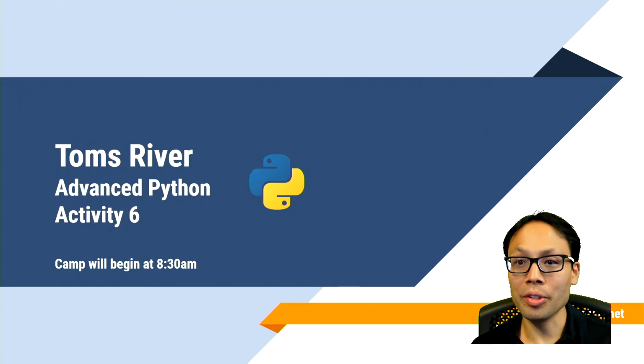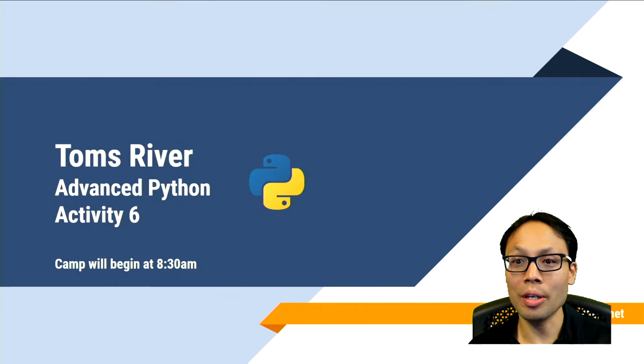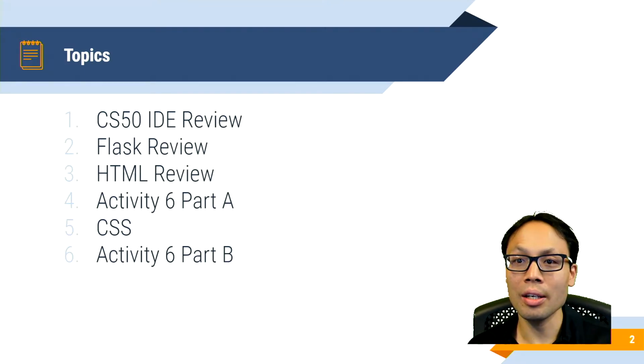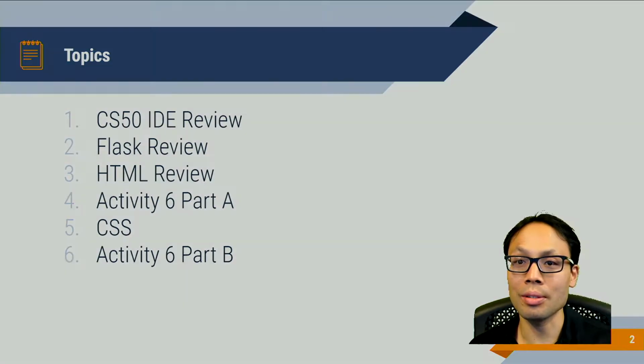In this video, we're going to continue learning about Flask, HTML, and we're going to learn about CSS. So the topics for this video are we're going to review the CS50 IDE, we're going to review a little bit about Flask, we're going to review some HTML, and then we'll work on Activity 6, Part A. We'll learn a little bit about CSS, and then we'll finish it off with Part B of Activity 6.